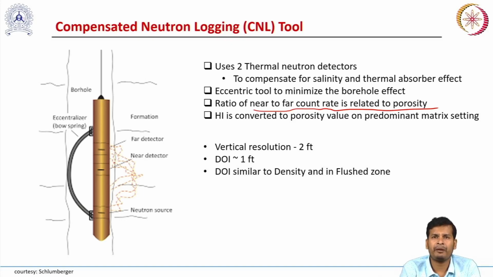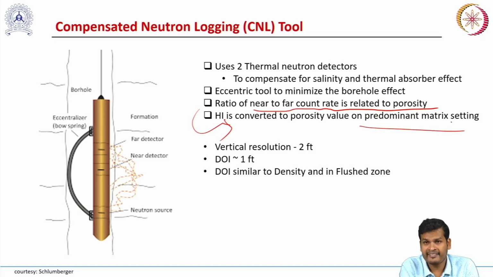So the tool's primary measurement is the ratio of near to far count rate. That is what the tool is going to give you, and this near to far count rate ratio is converted to porosity values. Once again, the ratio will be related to the hydrogen index, which will be converted to porosity. But again, we have to define a matrix setting.